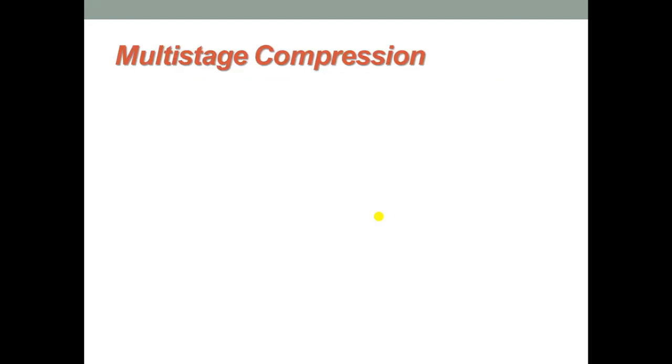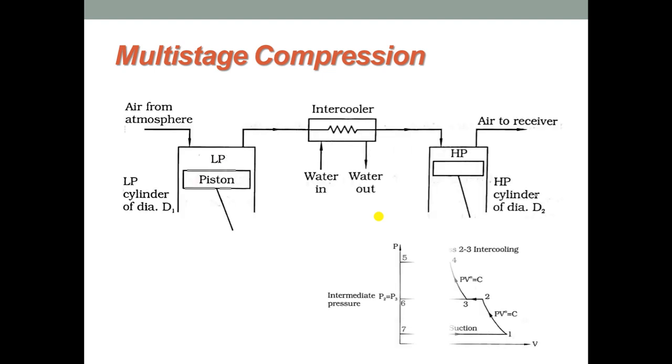So, we start with multi-stage compression. We make use of a line diagram and PV diagram where the multi-stage compression process is represented. Multi-stage compression refers to the compression process completed in more than one stage, that is, a part of compression occurs in one cylinder and subsequently compressed air is sent to subsequent cylinders for further compression.